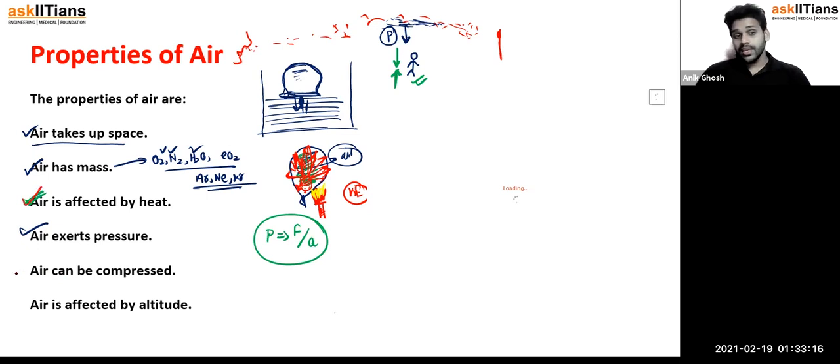Another thing is air can be compressed. Air consists of gas particles, right? Now think about it. The gas particles are the most compressible. Where have you seen this? You have definitely seen this in the cylinder that comes to your house, right? The LPG cylinder.